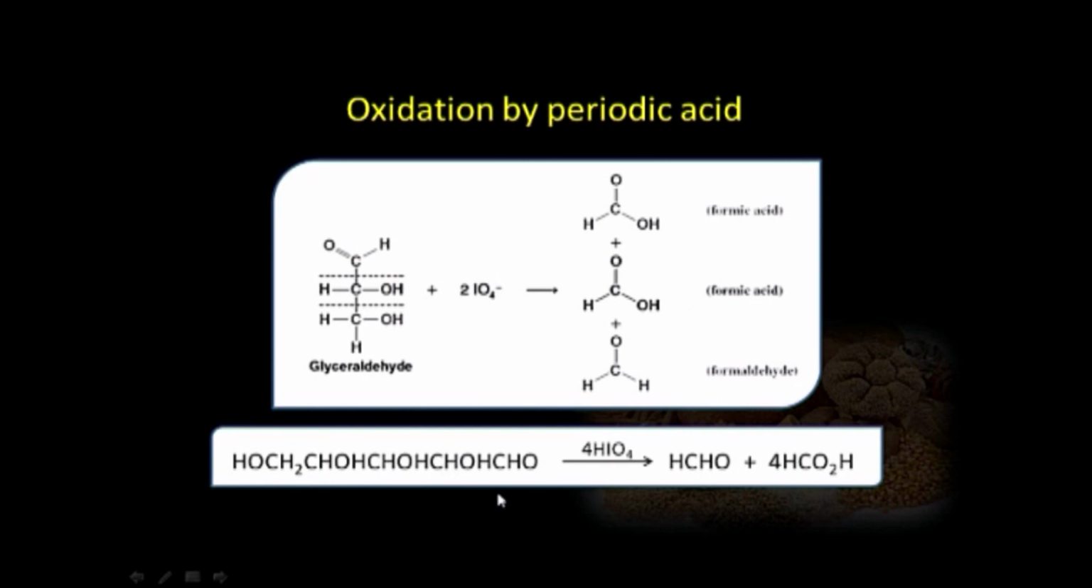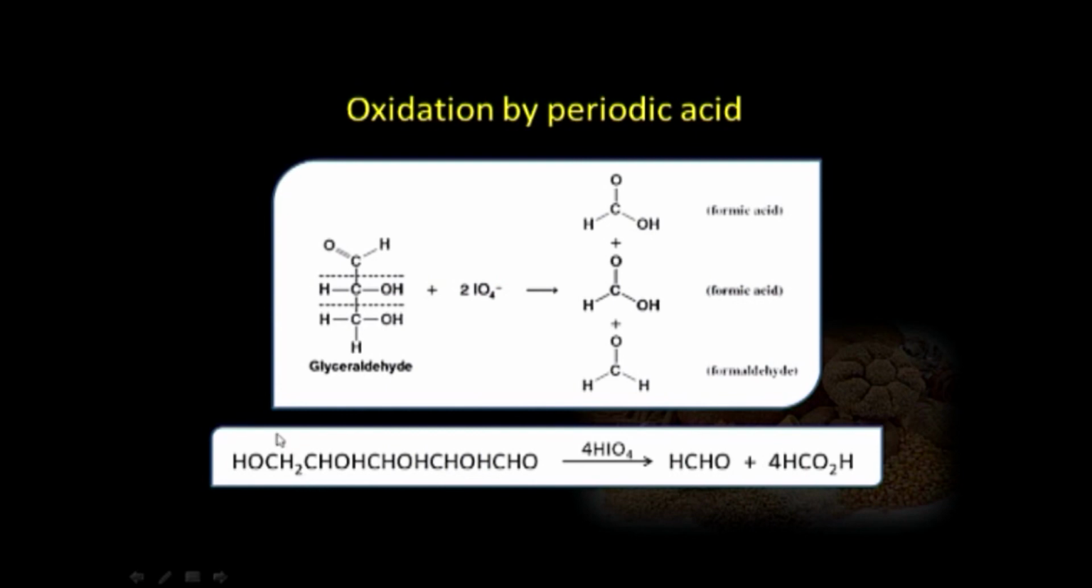Similarly, if a 5 carbon sugar is there, CH2OH, CHOH, CHOH, CHOH and CHO, when it is cleaved, it uses up 4 molecules of periodic acid because 4 carbon-carbon bonds are cleaved and ultimately we get 4 molecules of formic acid and 1 molecule of formaldehyde.